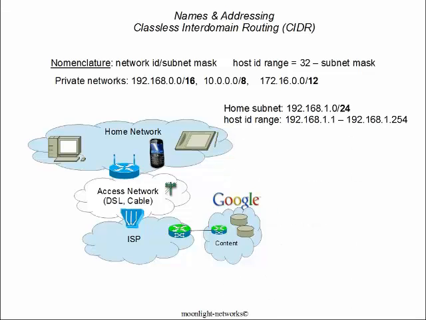In the example, I've shown my home subnet. I'm using the 192.168.1 address space. I've assigned a subnet mask of 24, which means the upper 24 bits do not change within my network. That leaves me 8 bits available for assignment to hosts. The address range for my hosts, therefore, is from 1 to 254. 0 cannot be assigned. That's a special address. Nor can 255 be assigned. It's reserved.